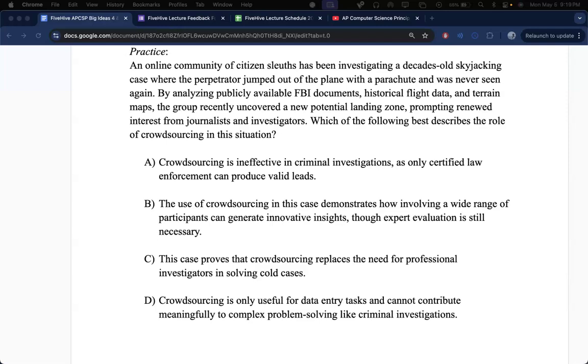Yeah, so a lot of us are saying B, right? So this is a pretty straightforward one as well, right? Crowdsourcing is ineffective in criminal investigations. No, of course not, right? The use of crowdsourcing can demonstrate how involving a wide range of participants can generate more innovative insights, though expert evaluation is still necessary. So obviously this is the right answer, right?